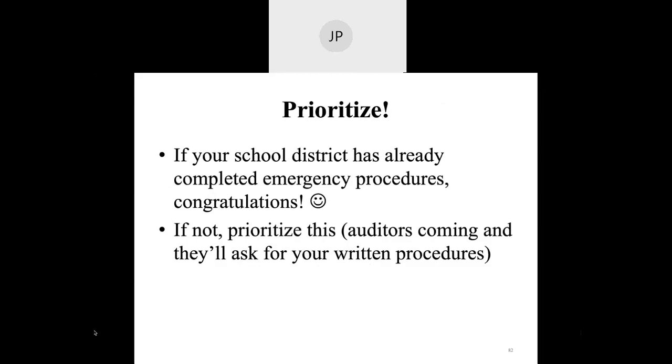We included information about this in the December 2020 finance newsletter and the January 2021 finance newsletter. So we're sure that many of you have already taken action on this. So congratulations. If you have not, you're going to want to prioritize this, because the auditors will ask for these when they come to audit for 2020.